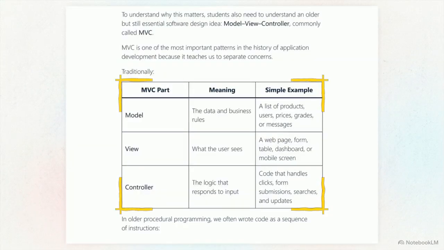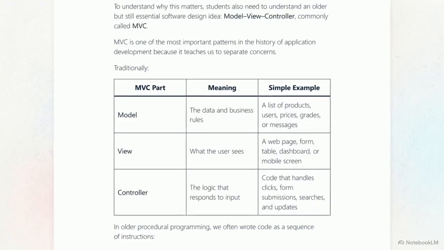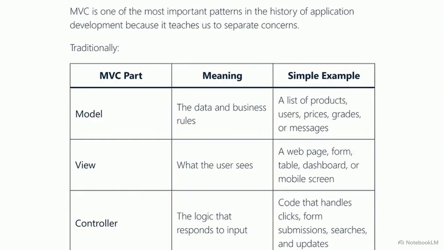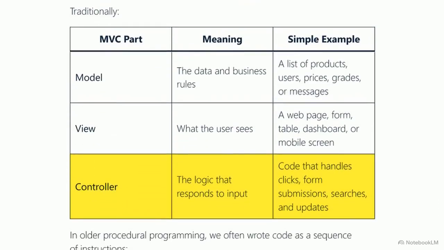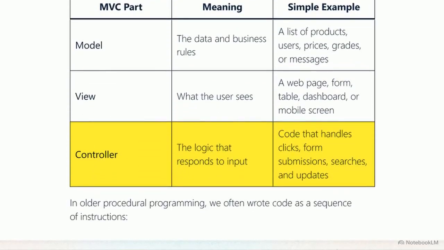This is the traditional model view controller architecture, the standard for separating data, display, and logic. The roles are distinct. The model holds data, the view displays the interface, and the controller handles procedural logic, like responding to a button click.